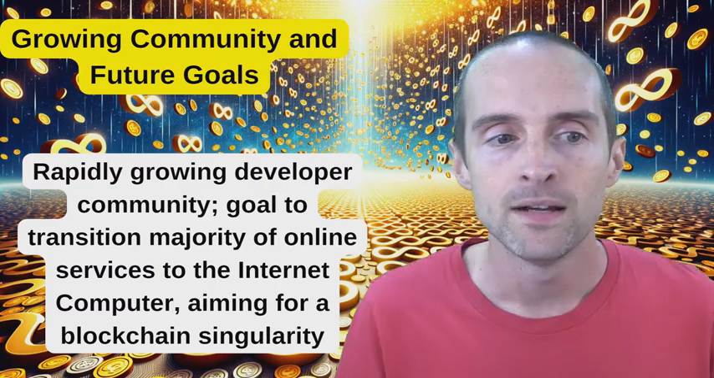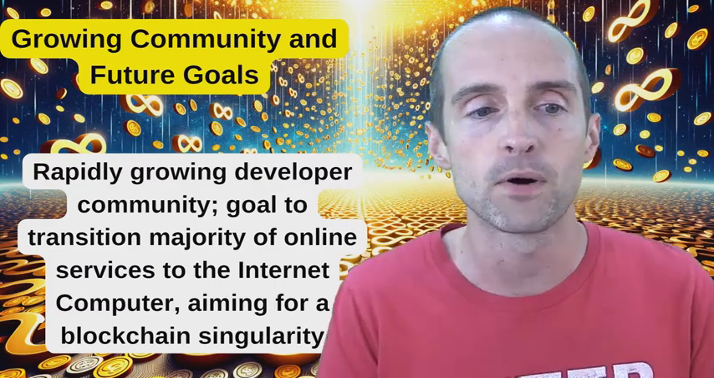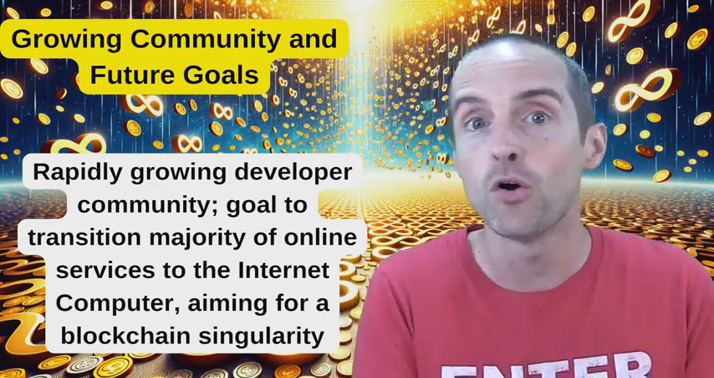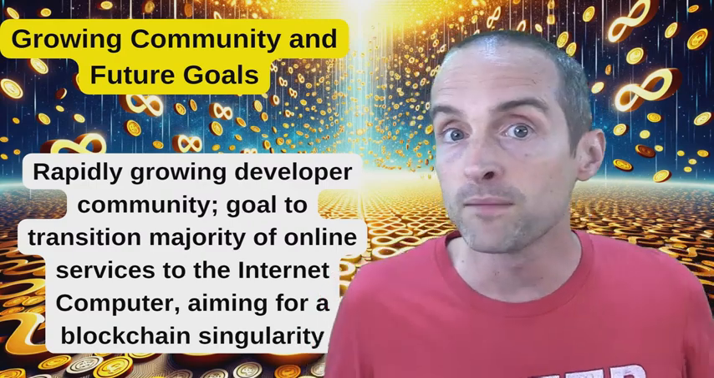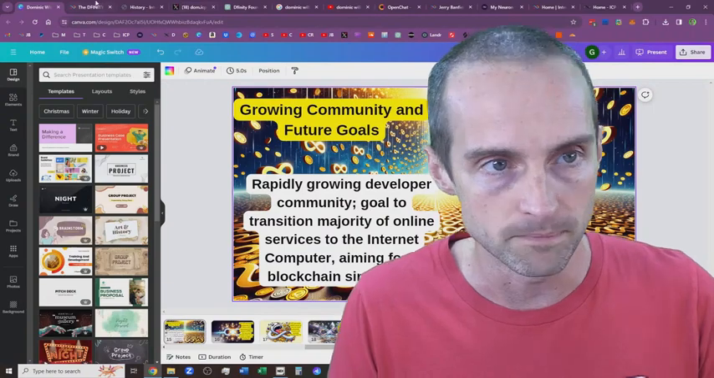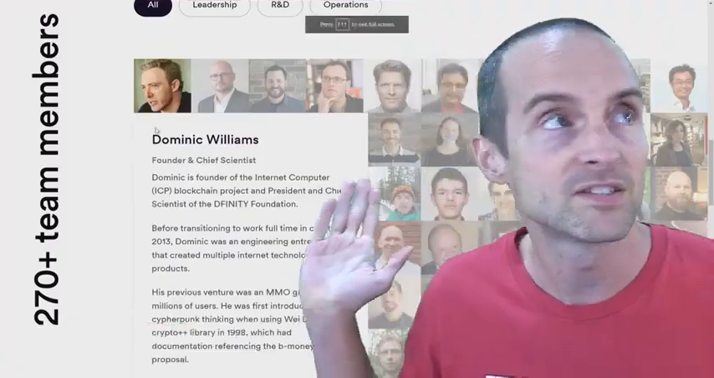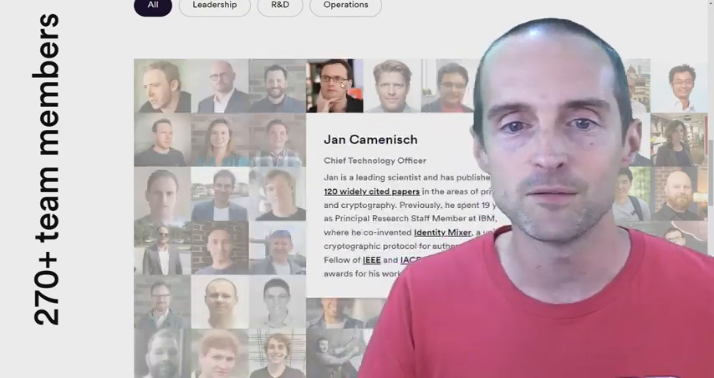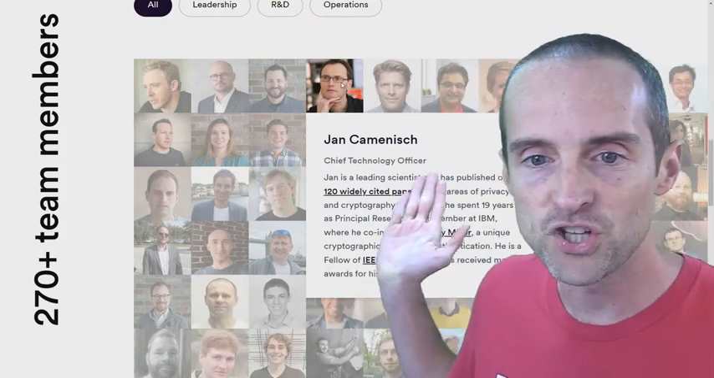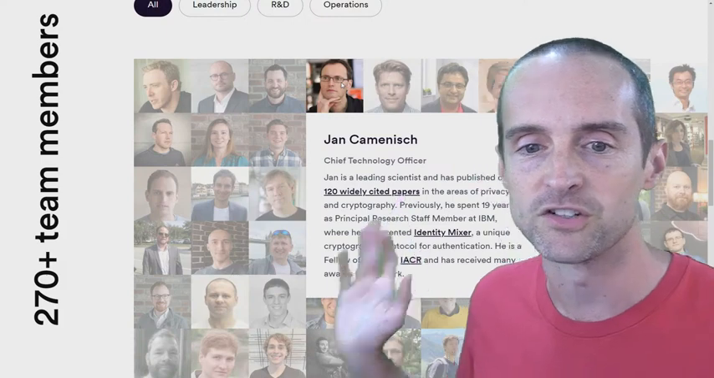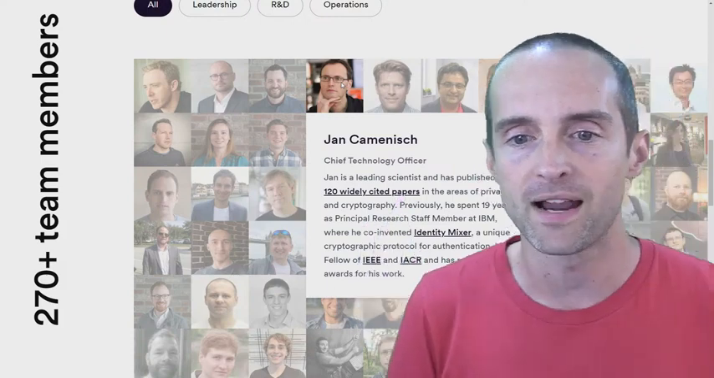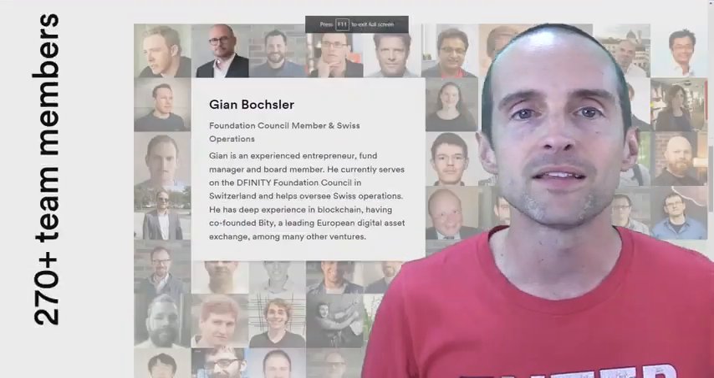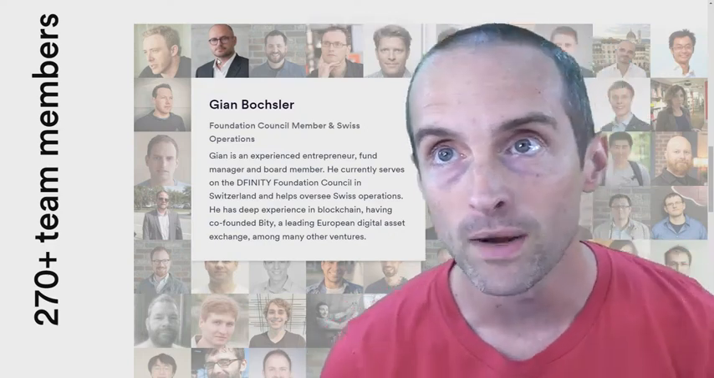So the point we're at today, we have a rapidly growing developer environment in internet computer, and we're aiming for a blockchain singularity, one blockchain that can really do everything you need. And Dominic Williams has built an incredible team around him of very talented people that have come from, for example, Jan was 19 years as a principal research staff member at IBM. And if you look through this page on Dfinity.org, I mean, the talent, the engineering experience is incredible.